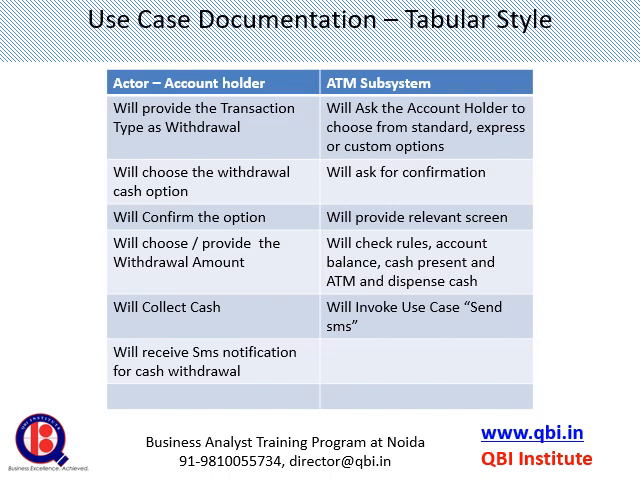Use case documentation, tabular style. For the model which we saw earlier, this is how we can document the use case model in a tabular format. So we have identified an actor who is an account holder. In the left column we have mentioned the interactions of the account holder with the ATM subsystem. The rows in the left column provide the account holder activities, and the corresponding rows in the right column provide the ATM subsystem response.